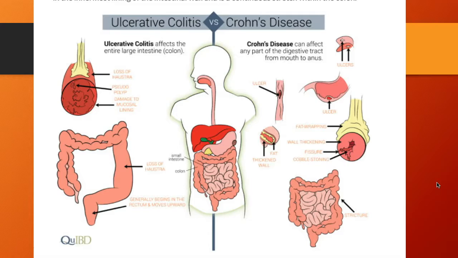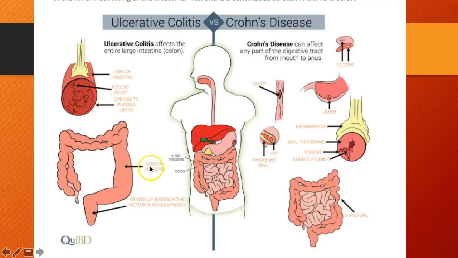This is a way of bringing it all together. Ulcerative colitis versus Crohn's disease. Notice how it says that UC affects the entire large intestine. Here we have our large intestine, right? It can affect the entire colon.